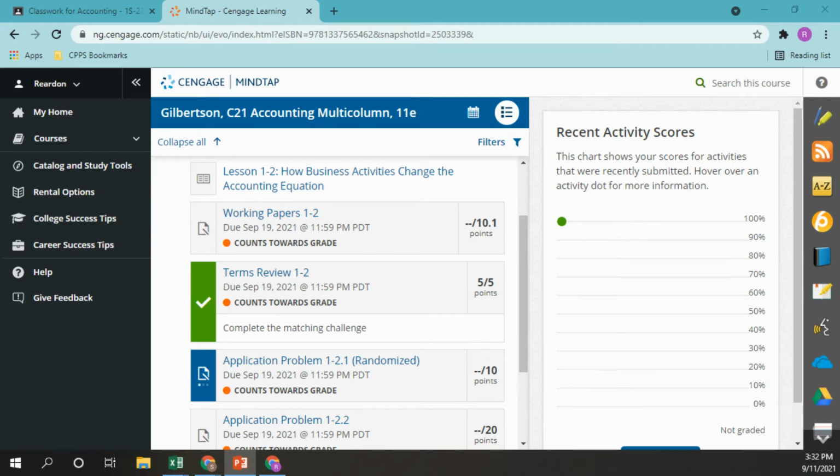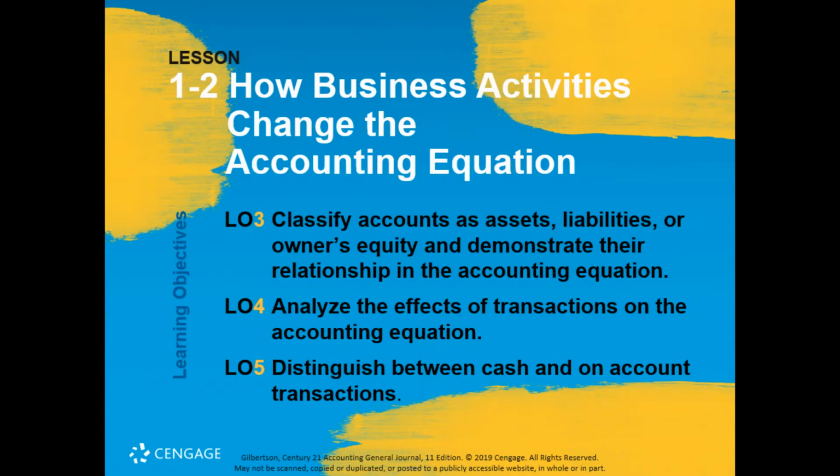Okay, here we go with lesson 1-2. And here we're talking about classifying accounts as assets, liabilities, or owner's equity, which are three areas we are going to really hammer on here, beginning of our introduction to accounting. And how do they relate to the accounting equation? Assets equals liabilities plus equity.